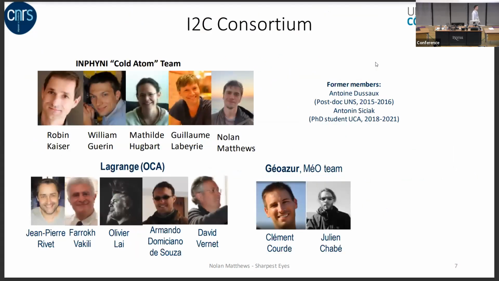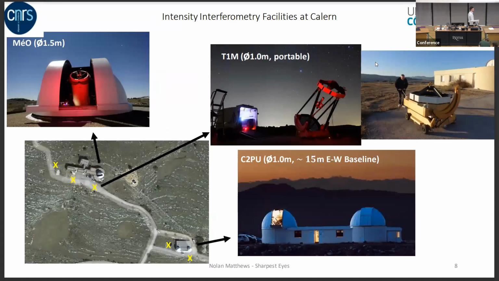So this led to a collaboration between the InfiniE cold atom team, who are optics experts at Calern and study light-atom interactions in cold atom systems using intensity interferometry, and astronomers from the Observatoire de la Côte d'Azur, as well as the metrology team from JOAZUR. This has led us to using the facilities on the Calern Plateau in southern France, which is probably very familiar to many of you.